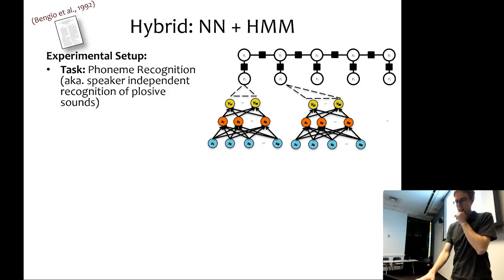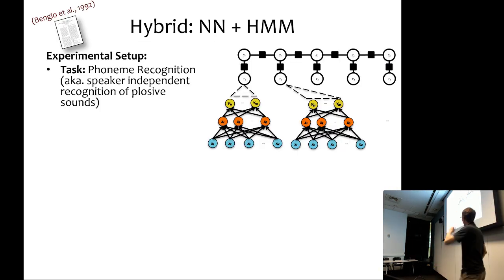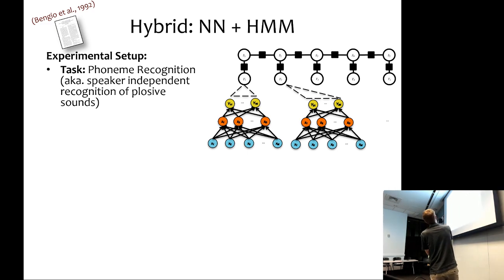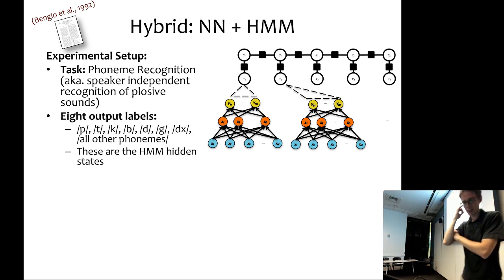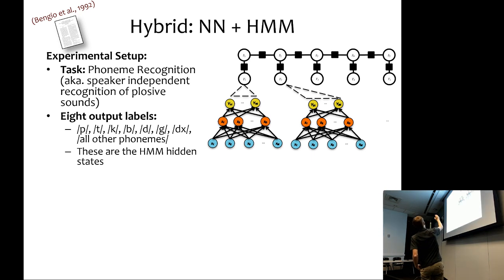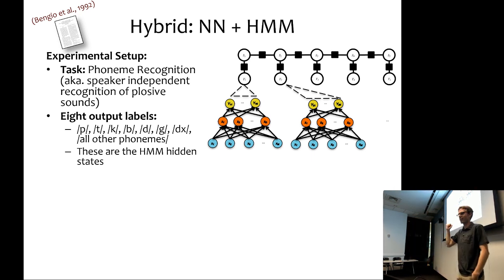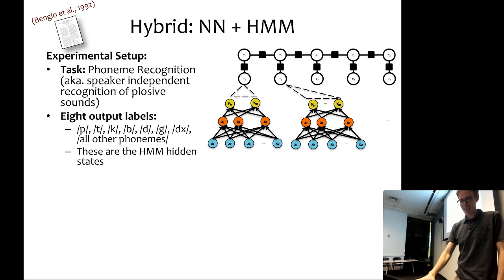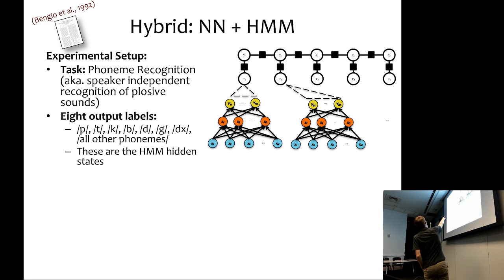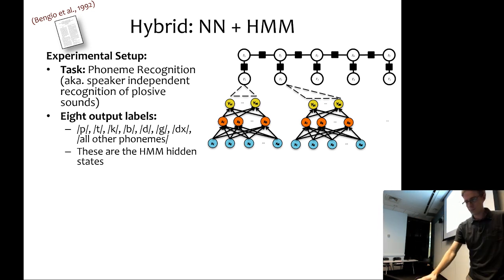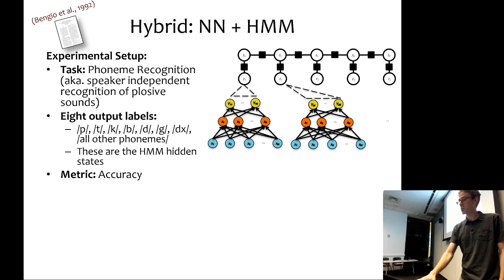Okay, so this is an age-old experiment where he was doing phoneme recognition. This was speaker-independent recognition of plosive sounds. Actually, I don't know, does anyone know what DX is? I don't speak IPA. So these are all the HMM hidden states, and those were the actual S values, and then the metric was just accuracy.